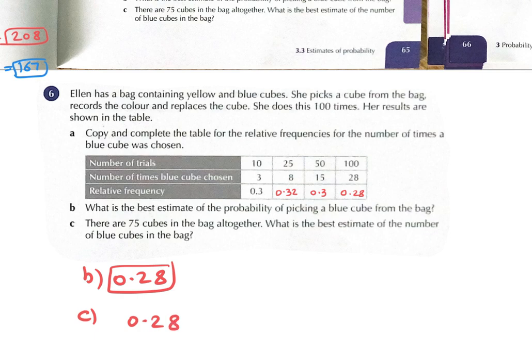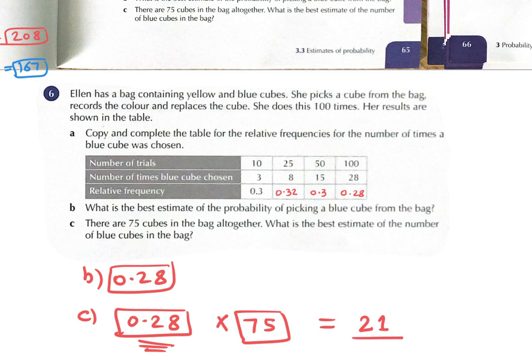The answer is 0.28. You have to multiply the probability by the total number of cubes. You have 75 cubes in all. To find the number of blue cubes, multiply the probability of blue cubes times the total number. Okay? The expected number equals the probability times the total. So what is the answer? 21.